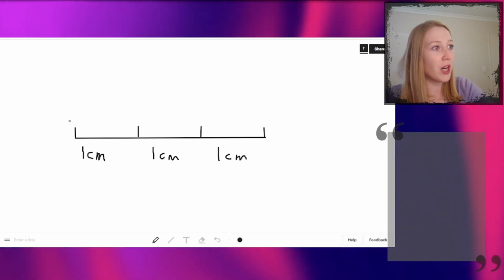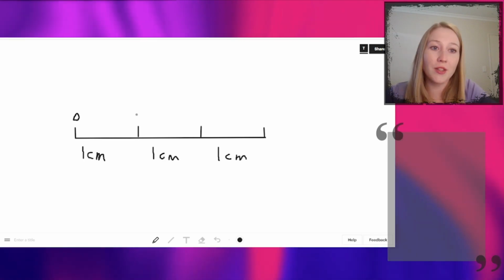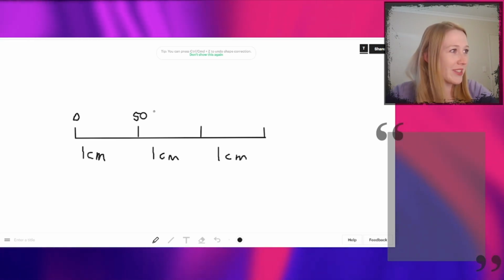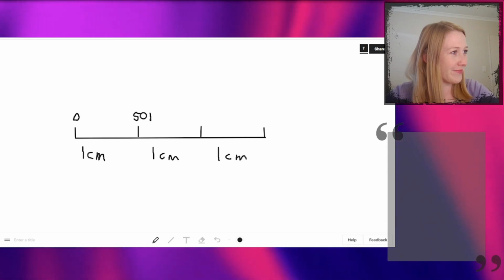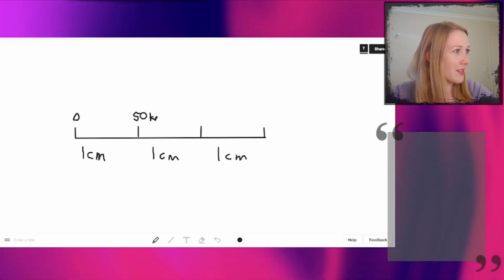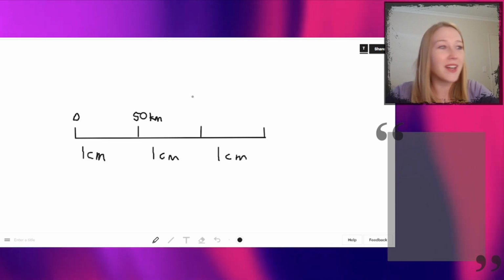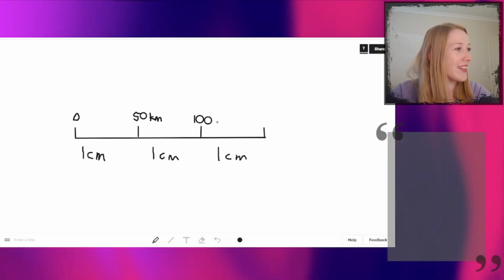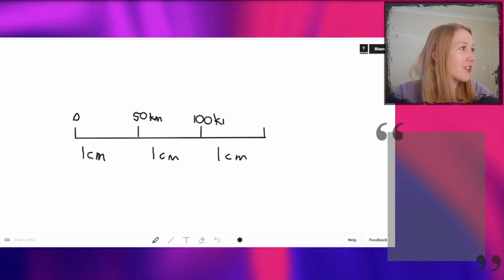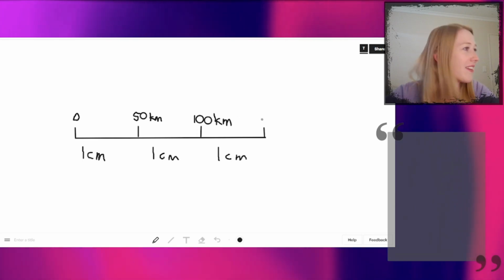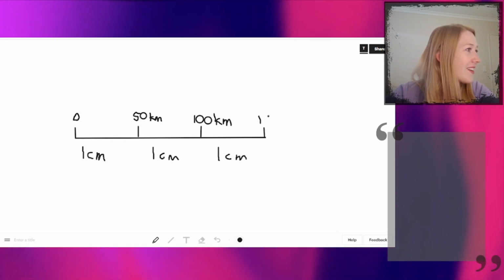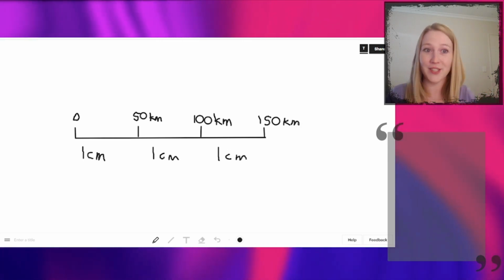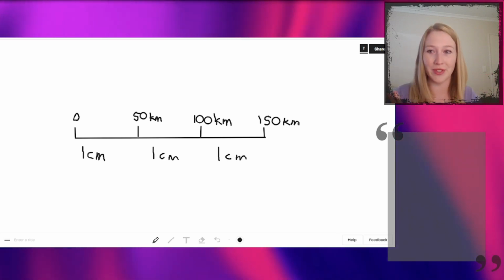So where we start is 0. Then at the first 1 centimeter interval, it's 50 kilometers. Then 100 kilometers. I don't know why it's turning it into circles, but okay, that's fine. And 150. There we go. Okay, so far, that's fine. We can make that out. We're happy with it. Yeah?